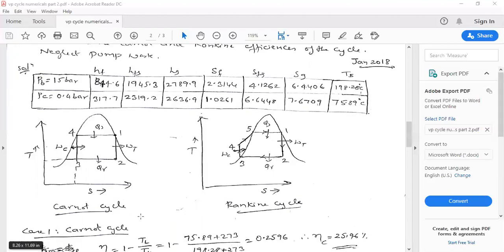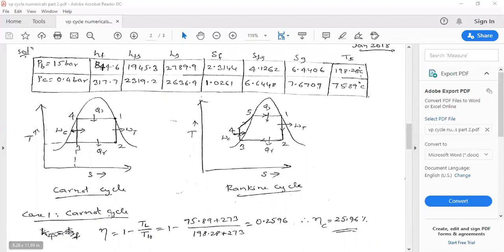Now, first case, we need to find out efficiency. Go for the Carnot cycle. For the Carnot cycle, directly we can use the efficiency formula. Efficiency equals 1 minus saturation temperature at the condenser divided by saturation temperature at the boiler.